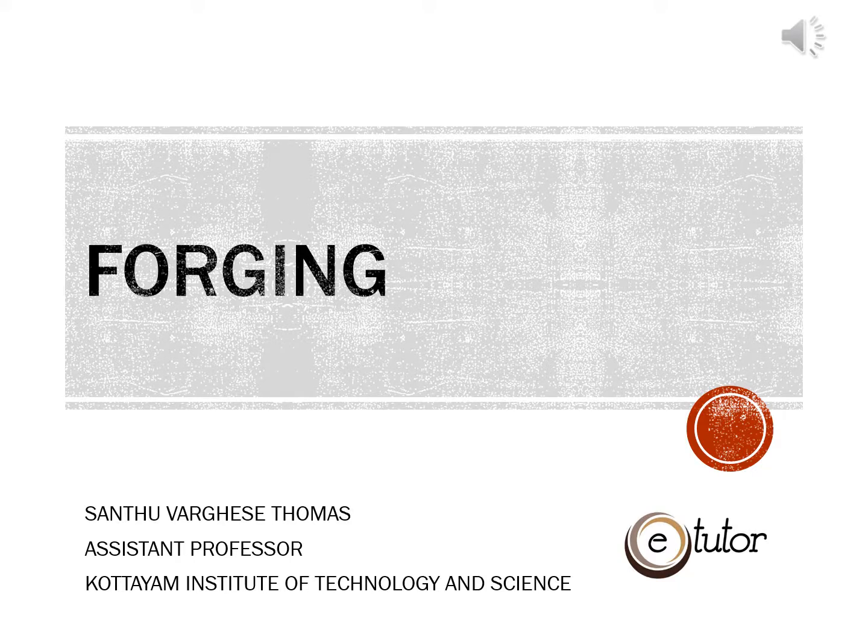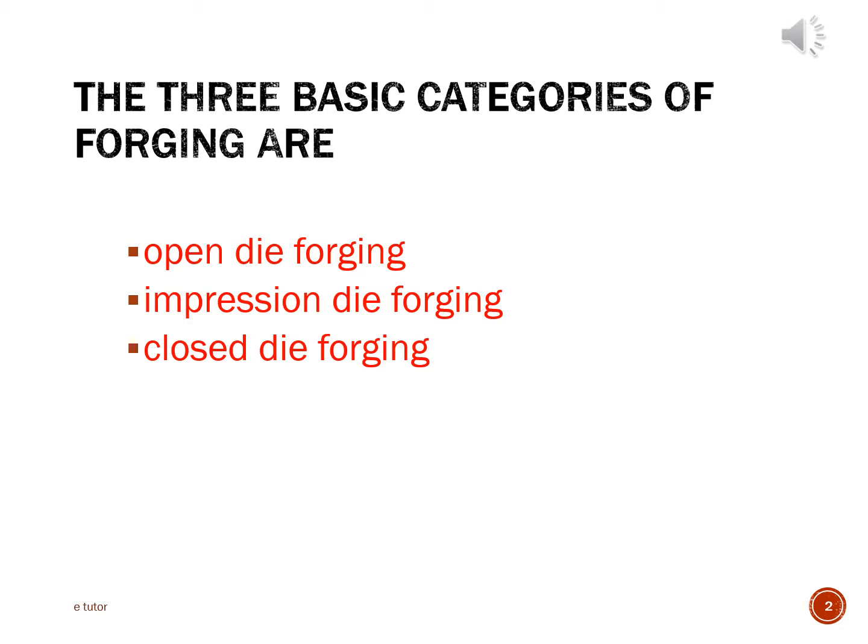Welcome to another session on forging operation. There are mainly three basic categories of forging operation. One is open die forging, second is impression die forging, and third is closed die forging.